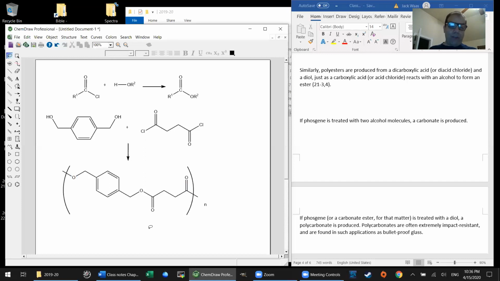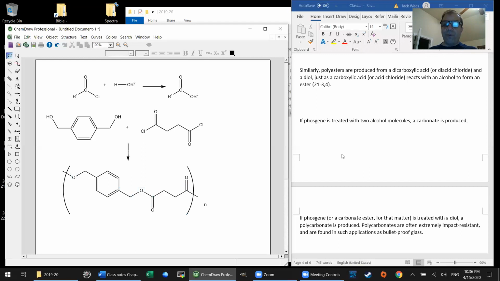And again, I could just as easily have started at this carbonyl carbon. C double bond O with parentheses here, CH2, CH2, C double bond O, O, CH2, benzene ring, para substitution, CH2, O, and then I think we're done. So there are always many correct ways to draw compounds like this. So that's how polyesters are made.